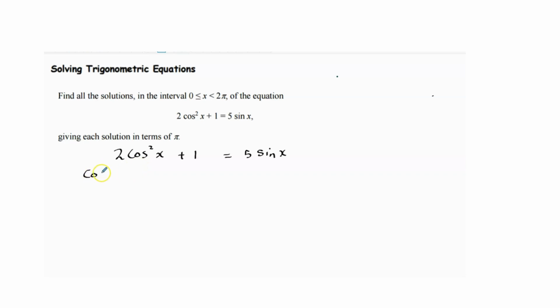Cos squared x equals 1 minus sine squared x. Therefore, we have 2 times 1 minus sine squared x plus 1 equals 5 sine x. Let us simplify and solve the equation.